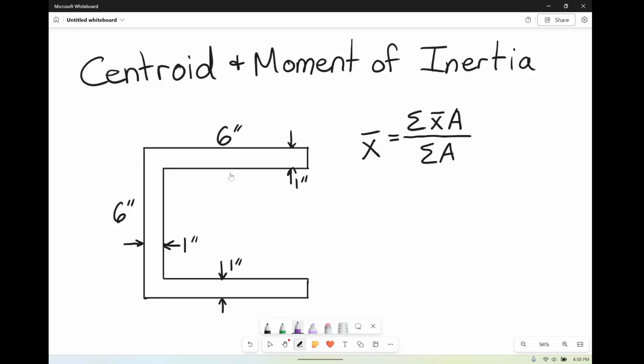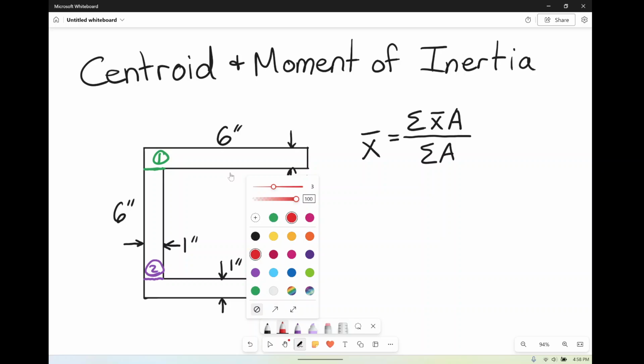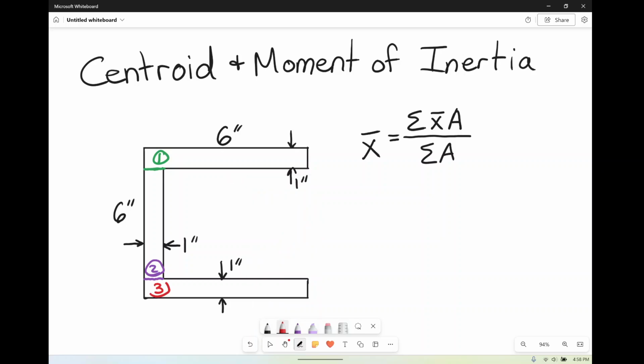So effectively we need to take our shape and break it into multiple other shapes. For instance, I'm going to cut my C right there, and down here. I'm going to call this top rectangle number 1, this vertical rectangle number 2, and we'll have another rectangle at the bottom, number 3. So to find the centroid, we have to pick a direction.